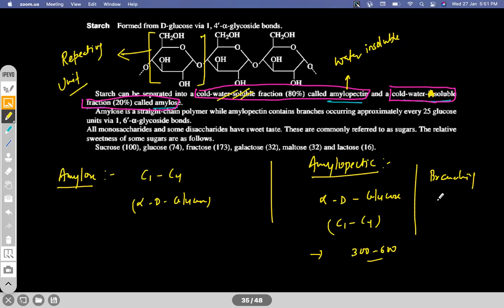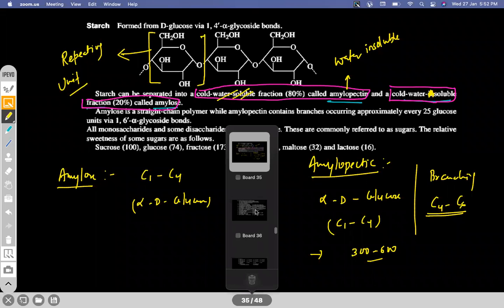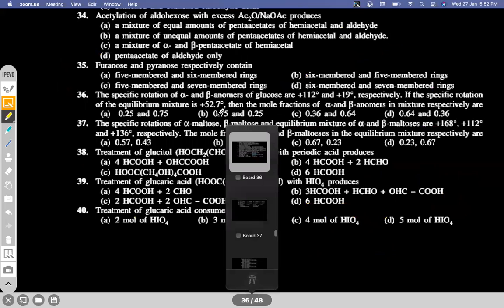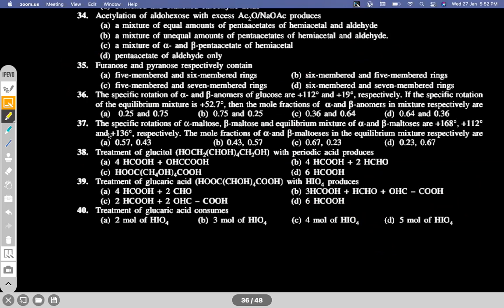Branching, C4 and C6 carbon of various units are involved. Cross-linking will be there between C4 and C6 carbon. Okay, so we don't have much to understand here. These are the informations about these polysaccharides that we should understand or memorize. Okay, now we see this question. Try this one by one. This chapter is done.